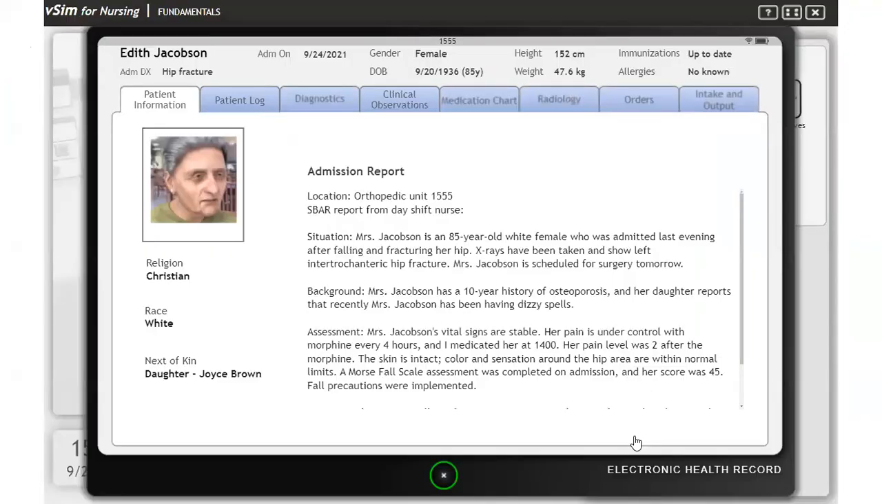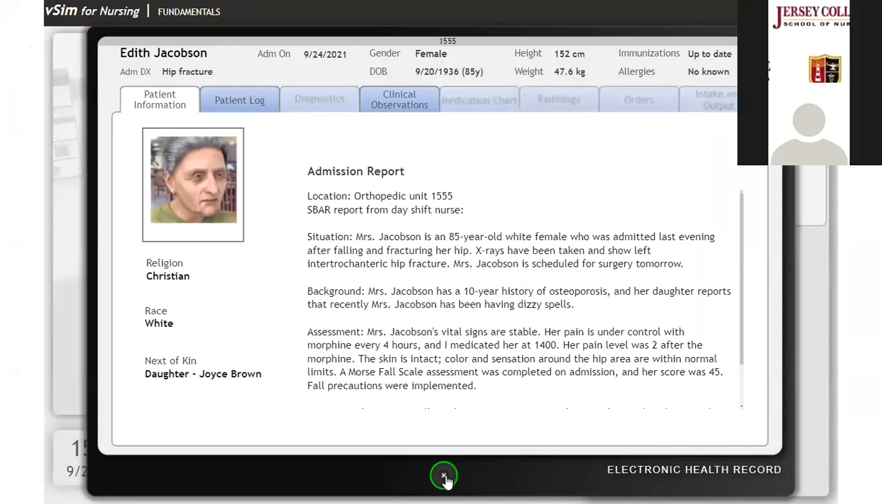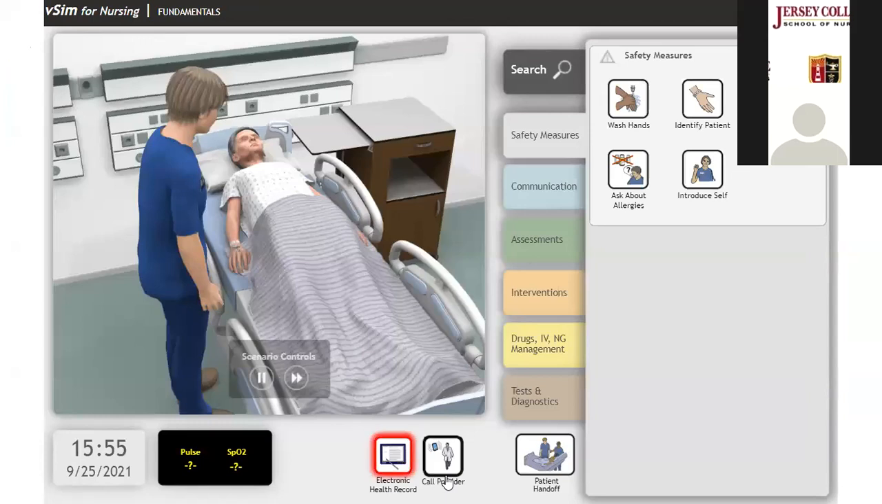So again, we already went through the electronic health record, okay? So now we're going into the actual patient's room. So you always got to start with safety, okay? So you're going to wash your hands as soon as you go into the room.